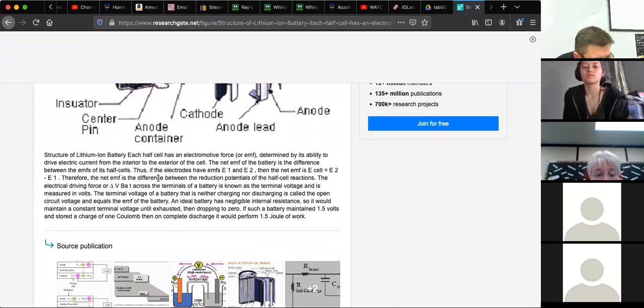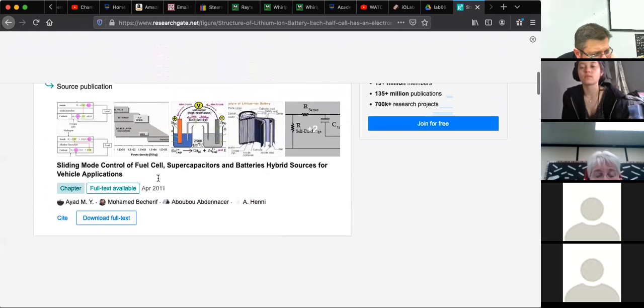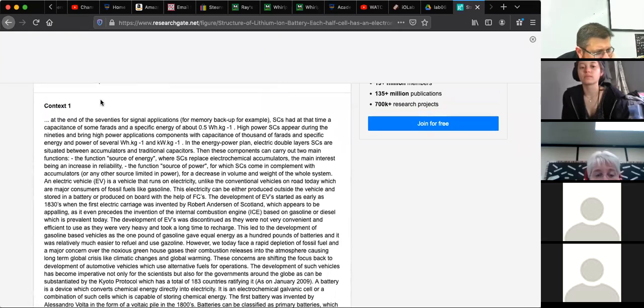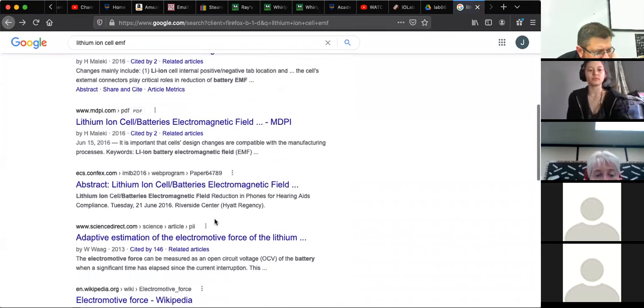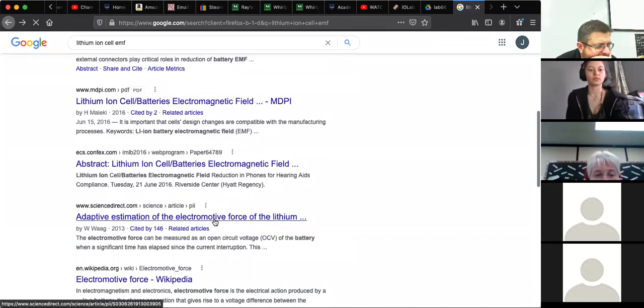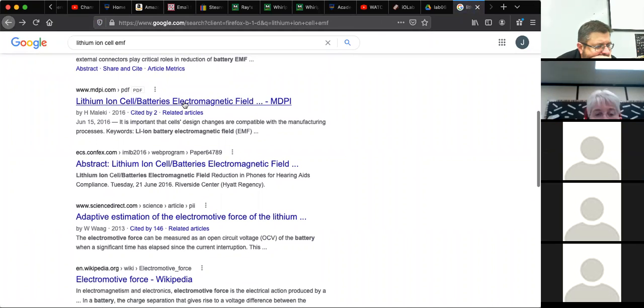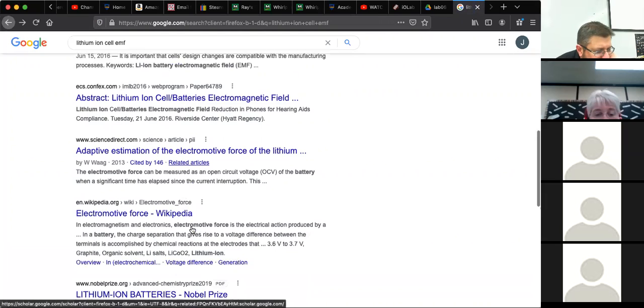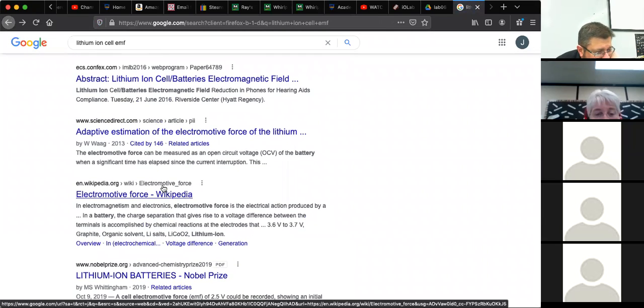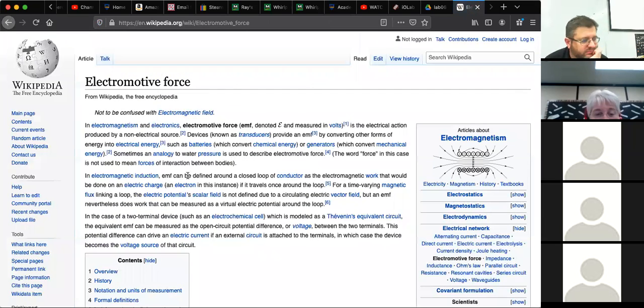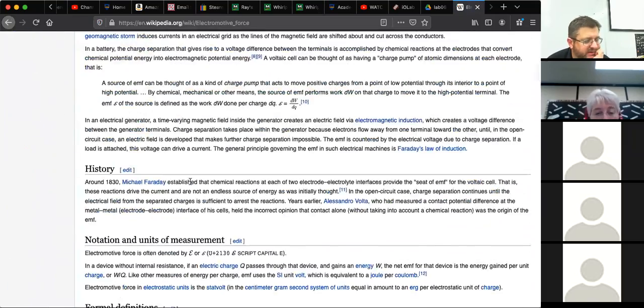Let's see, an idea looks like 1.5 also. I don't know if that's for sure, but I don't want to read a paper on it. Oh, here we go. Wikipedia has the answer.